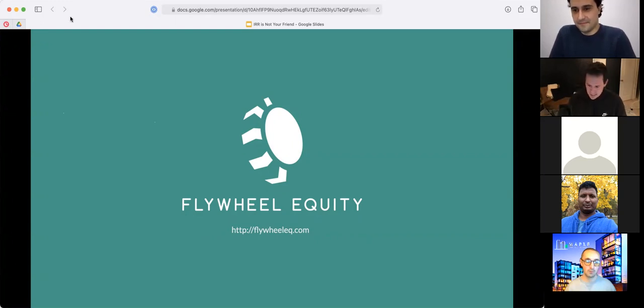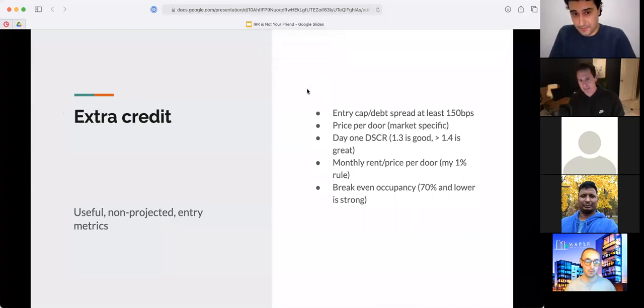So I had this slide, but had to skip over it due to time. Let me go back here. I labeled it extra credit. These are numerical values that I will use as a first pass: how much value is there in this particular deal? They're metrics, but they're based on entry numbers, right? Numbers that are known on day one, not projections from year 5, or stabilized projections from year 2 or 3.